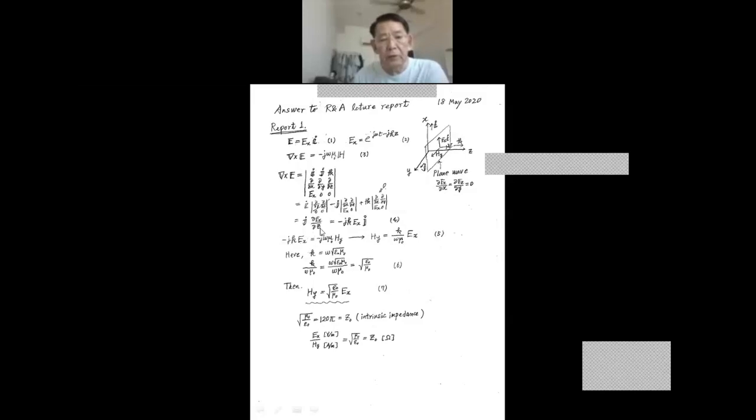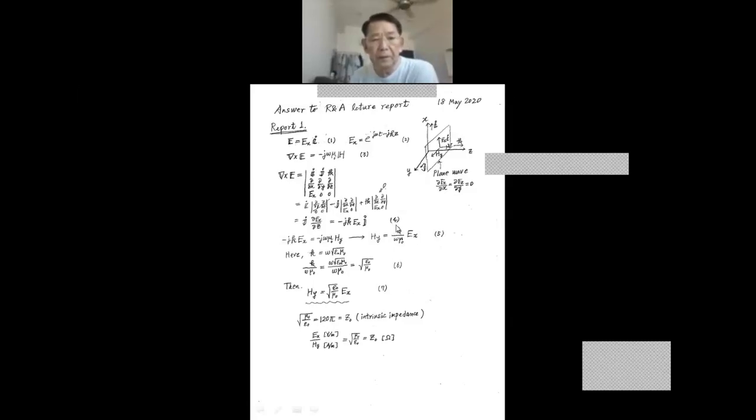Finally, only the j component remains. The differential by dz of this Ex, then minus jk comes in front. So this dEx/dz becomes minus jk Ex. So this is the j component. This is the calculation result of rotation E.